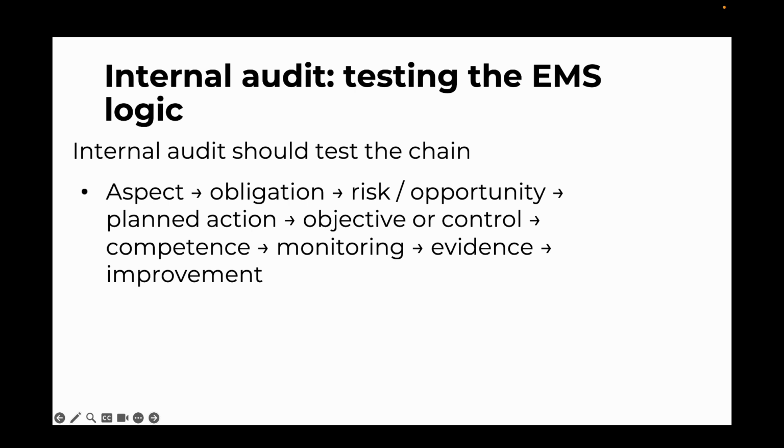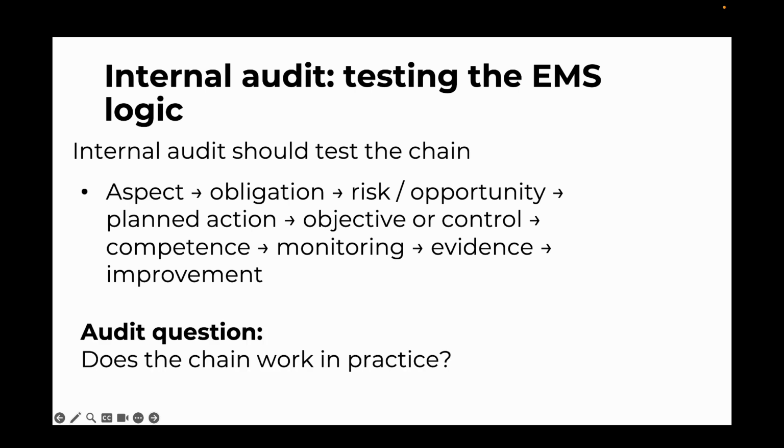Now, internal audit should not be limited to asking whether documents exist. For BlueRiver, internal audit should test the chain. Start with a significant water-related aspect. Then check the related compliance obligations. Then check the risk or opportunity. Then check planned actions. Then check whether there is an objective or operational control. Then check competence, then check monitoring, then check evidence, then check whether the organization learns and improves. So the audit question is, does the chain work in practice?